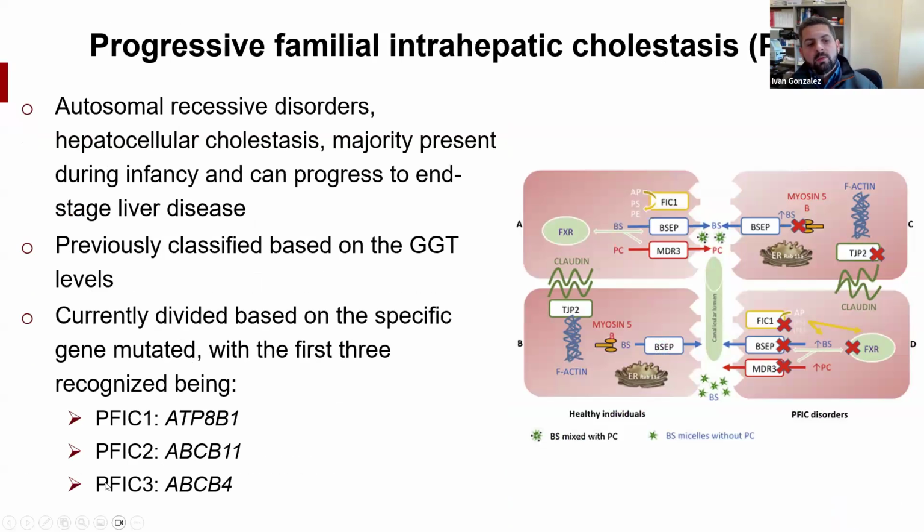The first three recognized were PFIC1, 2, and 3. On the left side, you have the normal individuals. You have all these canalicular proteins that are helping secrete those bile acids into the canaliculus. But you can also have your junction proteins, and you can have a loss, for instance in TJP2. If you lose that junction, then you are also losing the osmotic pressure that is helping the bile flow into the canaliculus. That will also cause an accumulation of bile acids within the hepatocytes, causing damage.